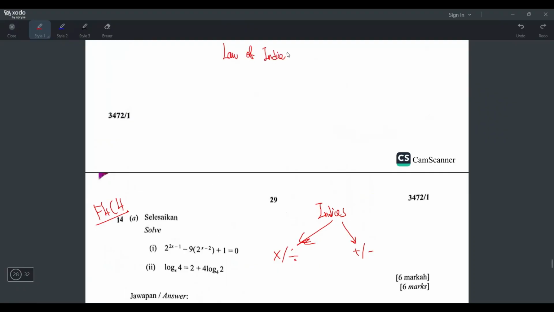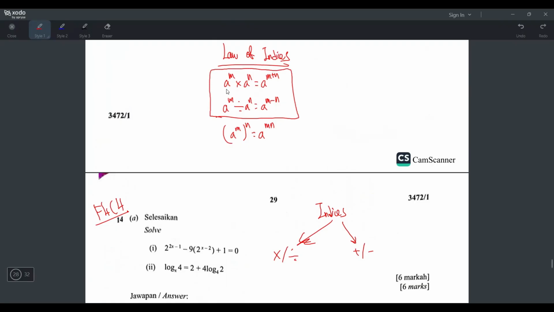Law of indices. So the law of indices, you have the first one, the most basic, a power m times a power n is a power m plus n. And then a power m divided by a power n will be a power m minus n. And then a power m bracket n is a power mn. Okay, actually there are a few more, but we don't need to go into details. I just want these two only, right?